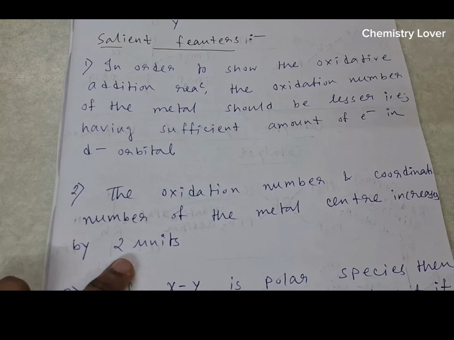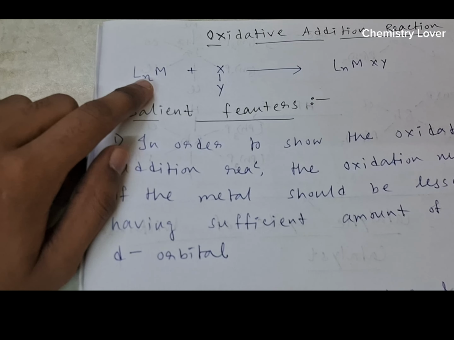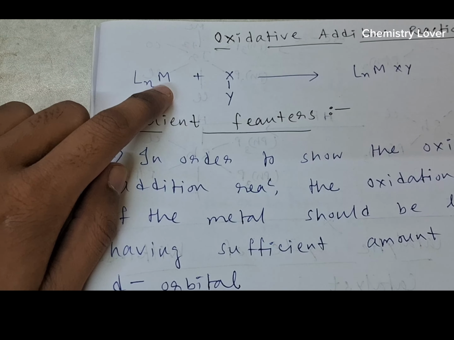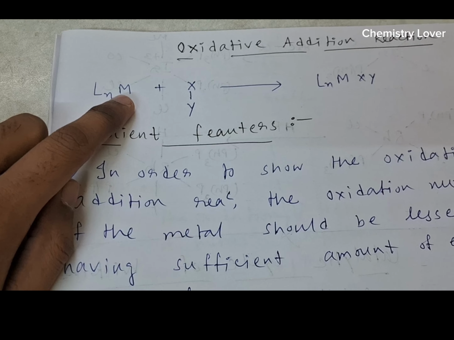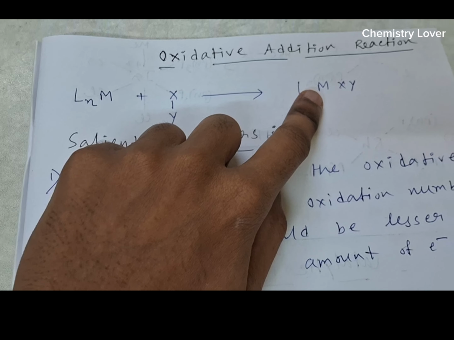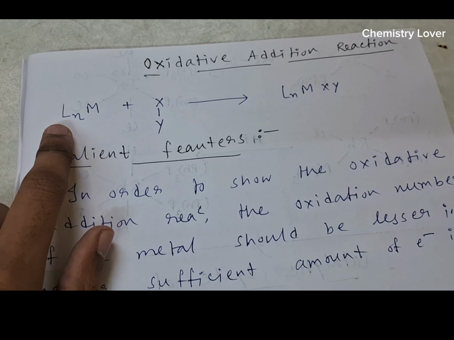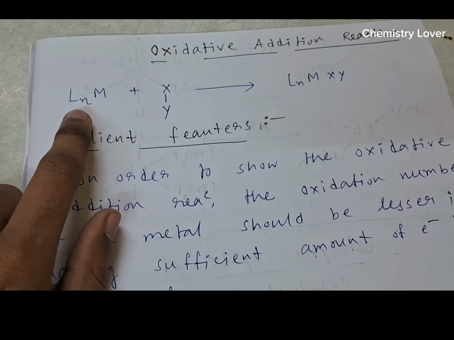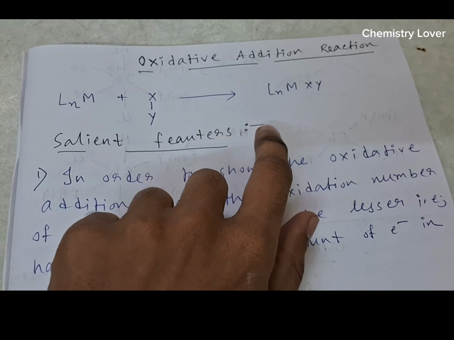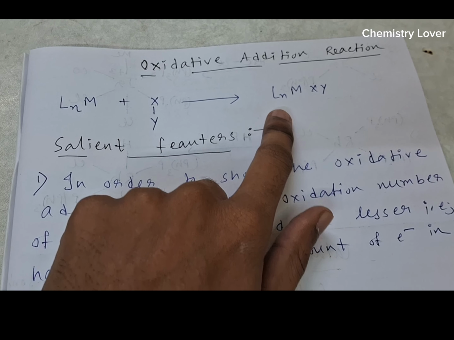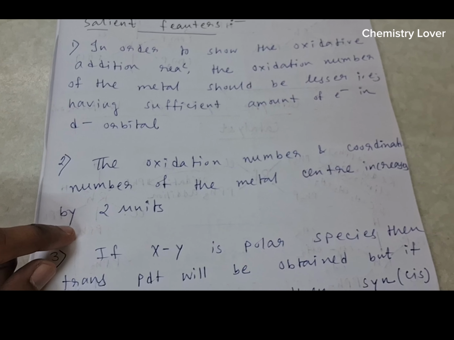Now the next point is the oxidation number and coordination number of the metal center increase by 2 units, as I have told you earlier. If you consider the oxidation number of metal is 0, then in the product the oxidation number of metal should be +2, right? As well as the coordination number you can consider 4. So the coordination number also increases by 2 units, that is 6. So in this way this type of reaction takes place.